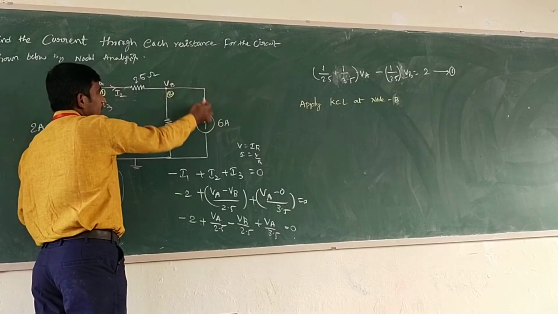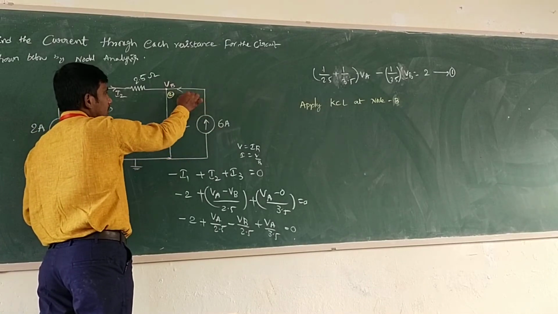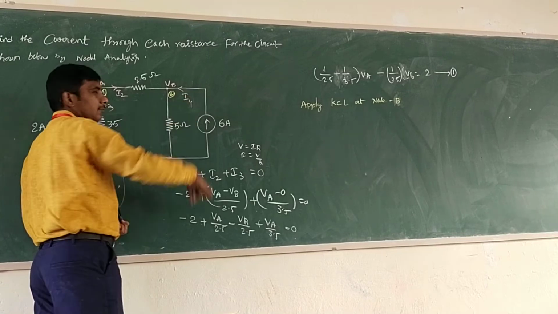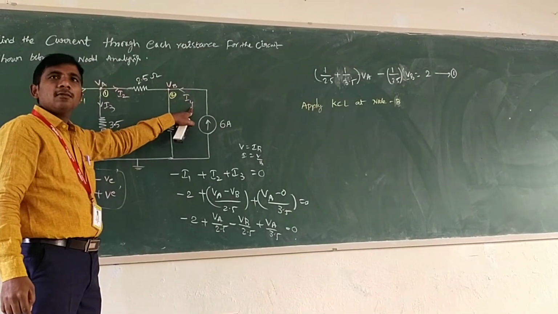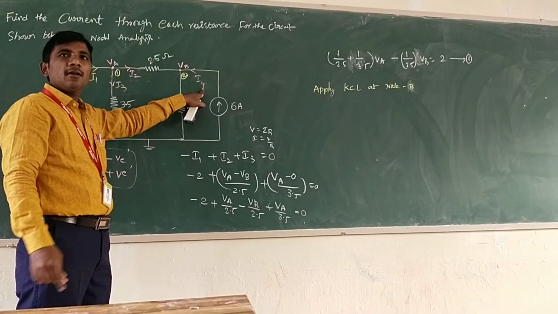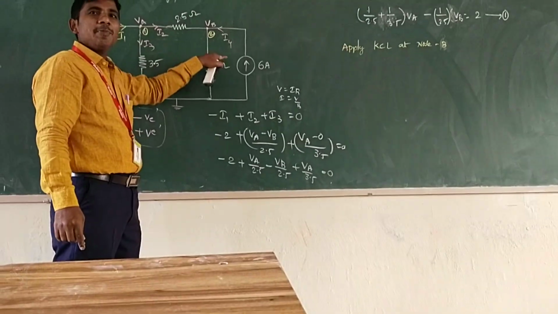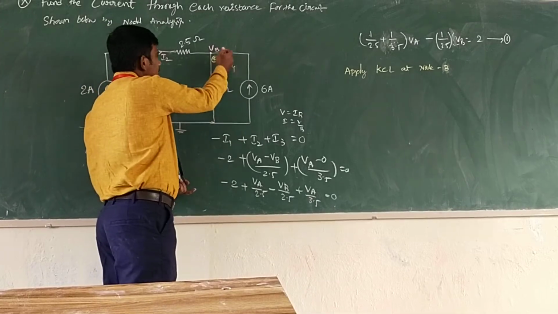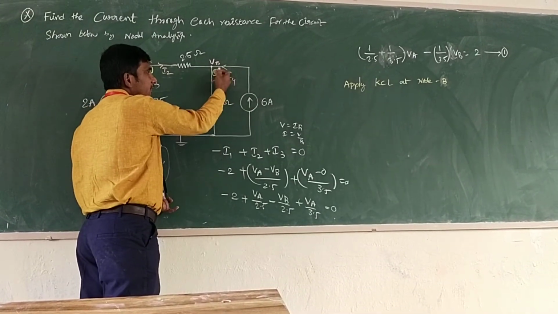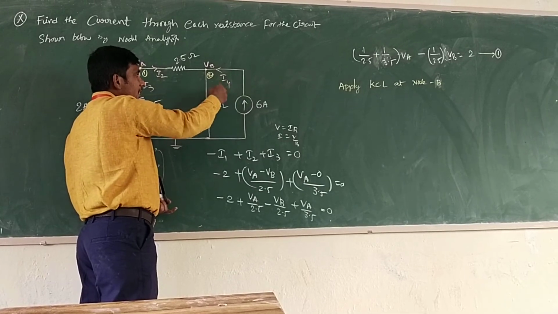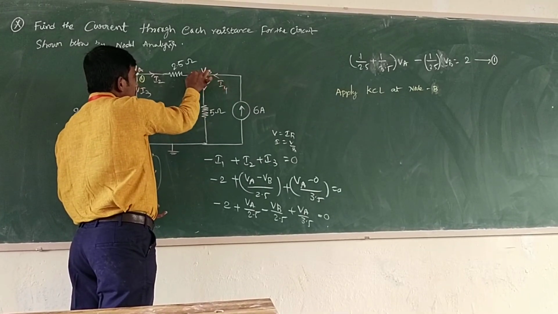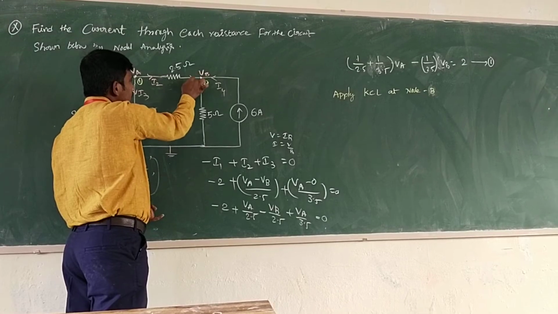Now the current entering is this one, 6 amps. Assume that it is I4. Whatever you like, you can consider I6 also. The name is different, but the answer must be the same. The entering current is I4, as 6 amps is flowing on this side in the anti-clockwise direction, and some current will flow, but I2 always comes here.